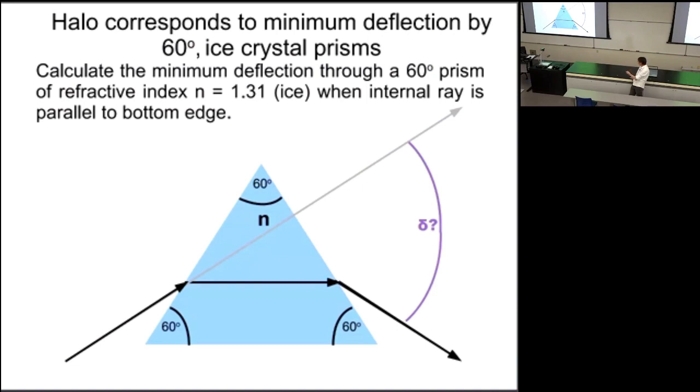You get the halo when the light takes this particular path, where the light traversing the crystal of ice is parallel to the bottom face. That's the minimum deflection you get. That's why inside the halo there's no refracted light. Outside the halo there's still some refracted light. So this is the path of minimum deflection through a prism. So we're going to figure out what that minimum angle is.